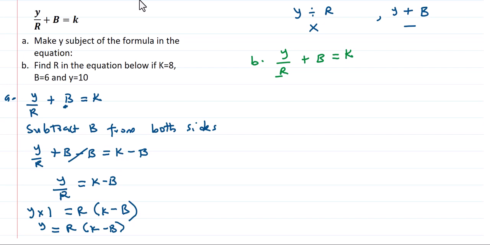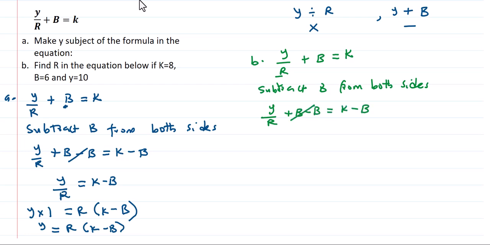Okay, so we can also subtract B from both sides. Let's do that. We have Y over R plus B minus B is equal to K minus B. The B is cancelled out. Then we'll have Y over R is equal to K minus B. Let's cross multiply. We'll have Y is equal to R bracket K minus B.